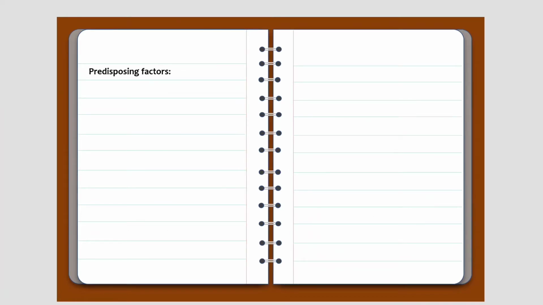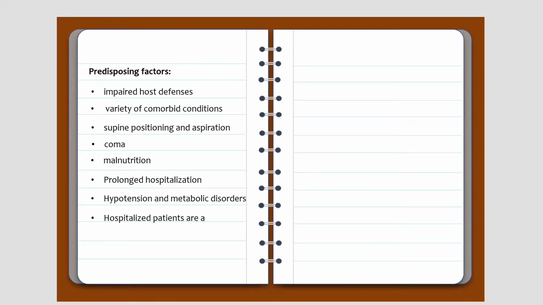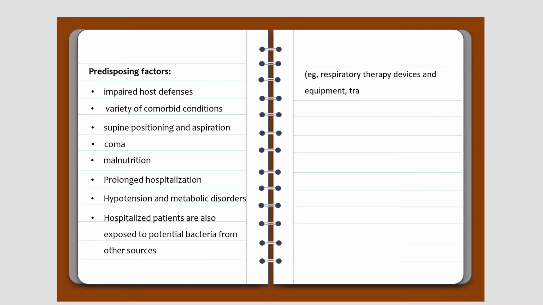Certain factors may predispose patients to hospital-acquired pneumonia because of impaired host defenses, such as severe acute or chronic illnesses, a variety of comorbid conditions, supine positioning and aspiration, coma, malnutrition, prolonged hospitalization, hypotension, and metabolic disorders. Hospitalized patients are also exposed to potential bacteria from other sources, such as respiratory therapy devices and equipment, and transmission of pathogens by the hands of healthcare personnel.